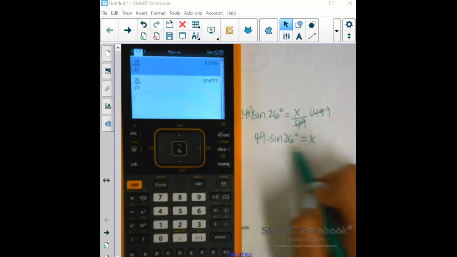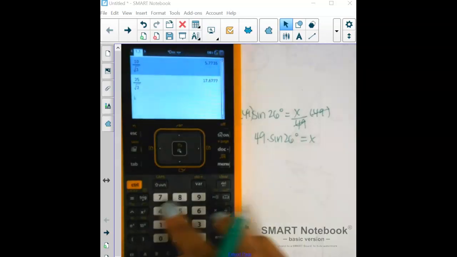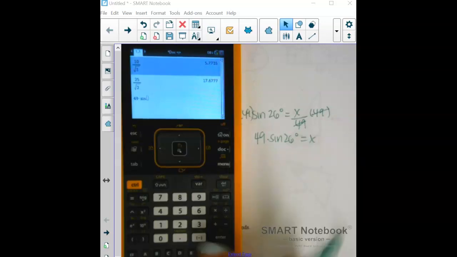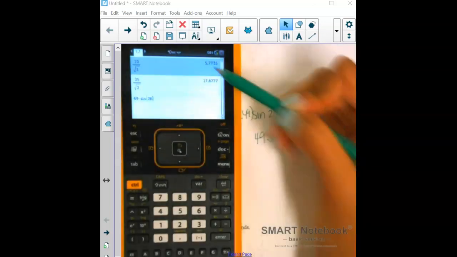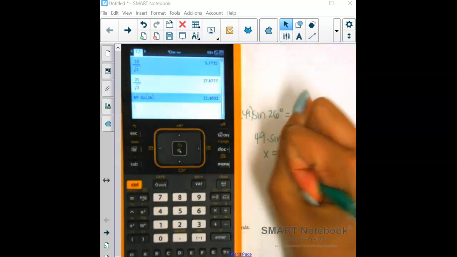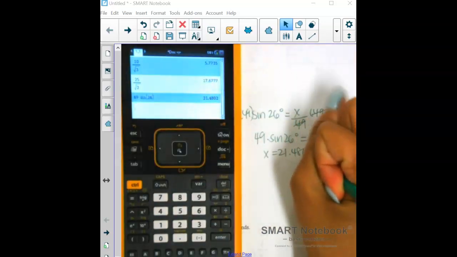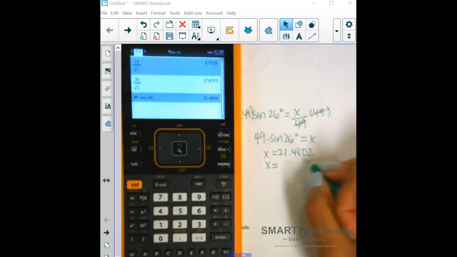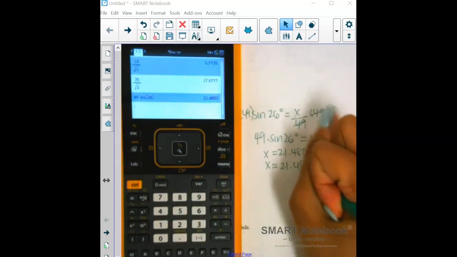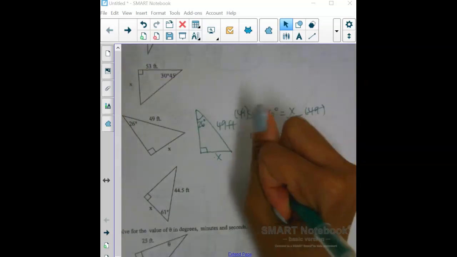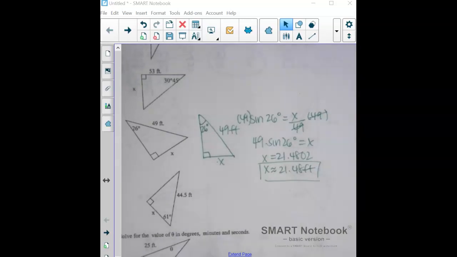Now that it's written correctly, we're going to take this and plug it in. So we're going to have 49 times the sine. So hit trig. Sine is the first option. We're going to hit enter and type in the 26 degrees. It's already in degree mode, so don't worry about putting that degree symbol. Hit enter, and we're going to write this out. So this is 21.4802. I'm just going to round it to the nearest hundredths place, which is 2 decimal places. And these units are in feet. That's my answer. Yes, ma'am.